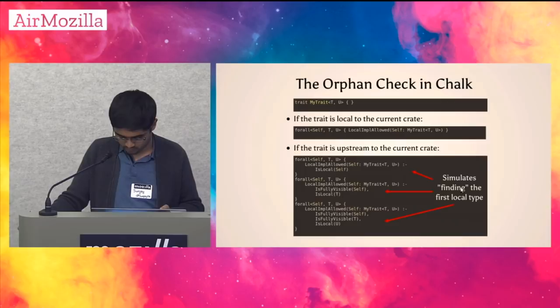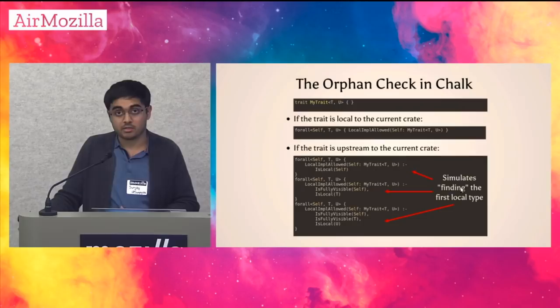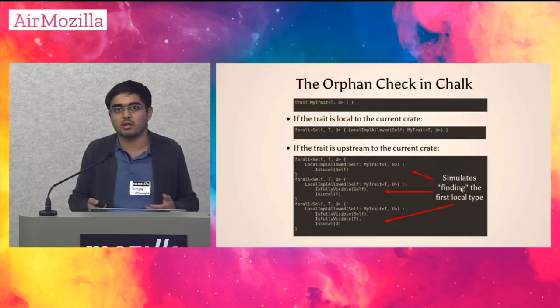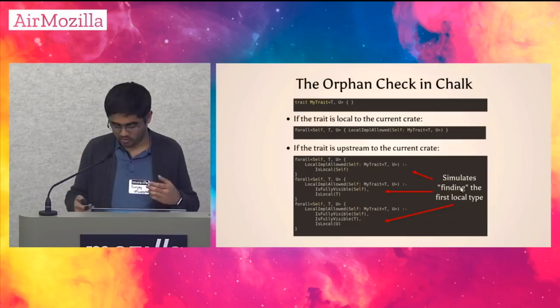Now, these rules are basically an exact translation of the English sentence: find the first local type and make sure that each type before it is fully visible. The problem is that we actually haven't defined any of the main parts of that sentence, like when is the fully visible predicate actually provable? When is local provable? We aren't actually finished until we talk about is fully visible and is local.